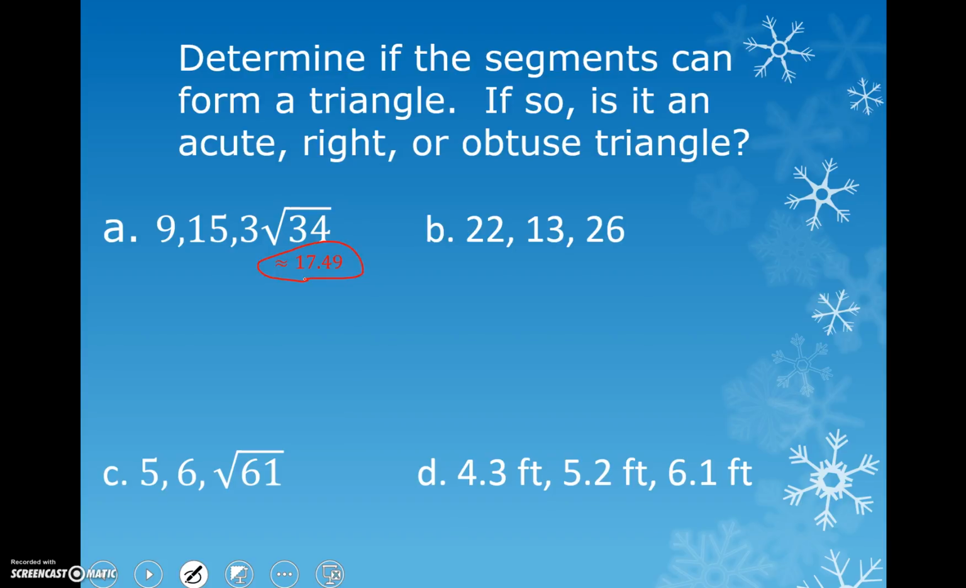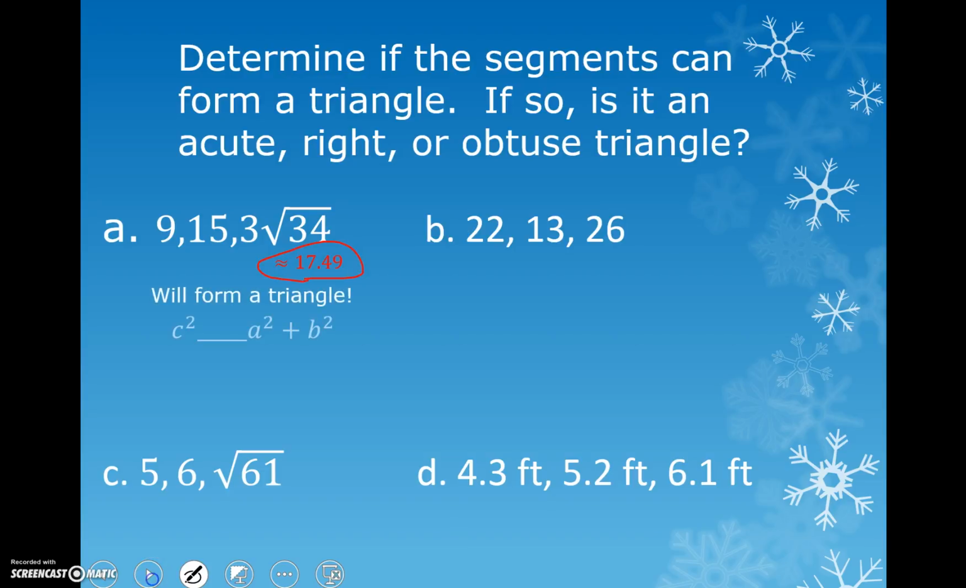The purpose of that is to help you decide if this actually forms a triangle or not. Remember, you always need to check to make sure that two sides add up and are bigger than the third side, and that's the purpose of changing it to a decimal like that. Otherwise, when you put it into the Pythagorean theorem, don't do that. It also helps you to determine which one's going to be C. So in this case, 3 square root of 34 is our C.